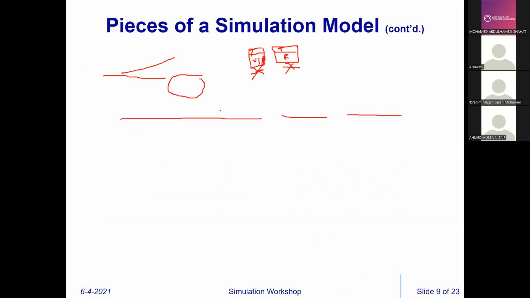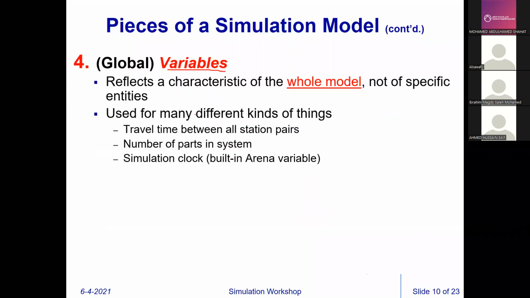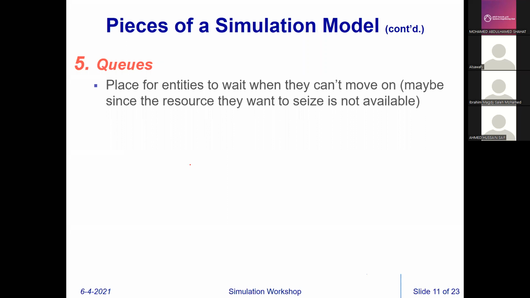Variables are used for many different kinds of things: travel time between all station pairs, number of parts in the system, simulation clock. Because we are doing simulation over time, the clock will keep moving. So this is considered a built-in Arena variable.